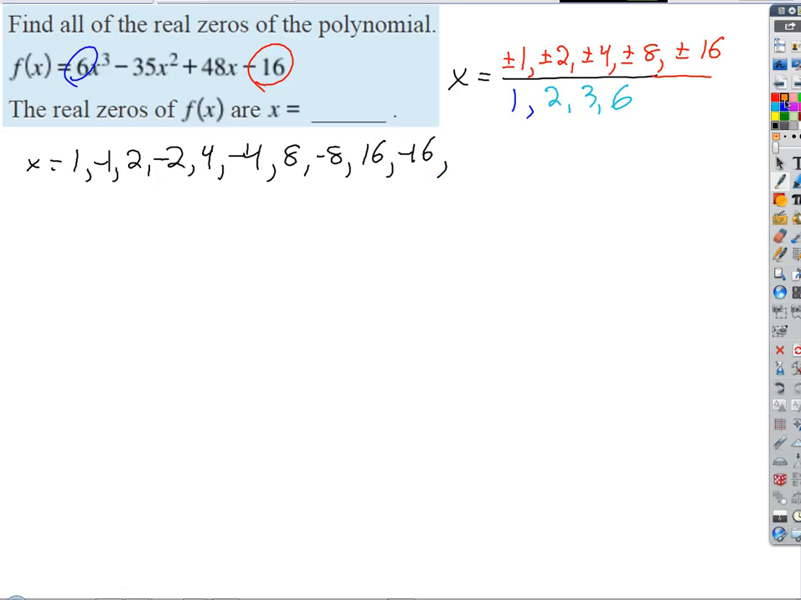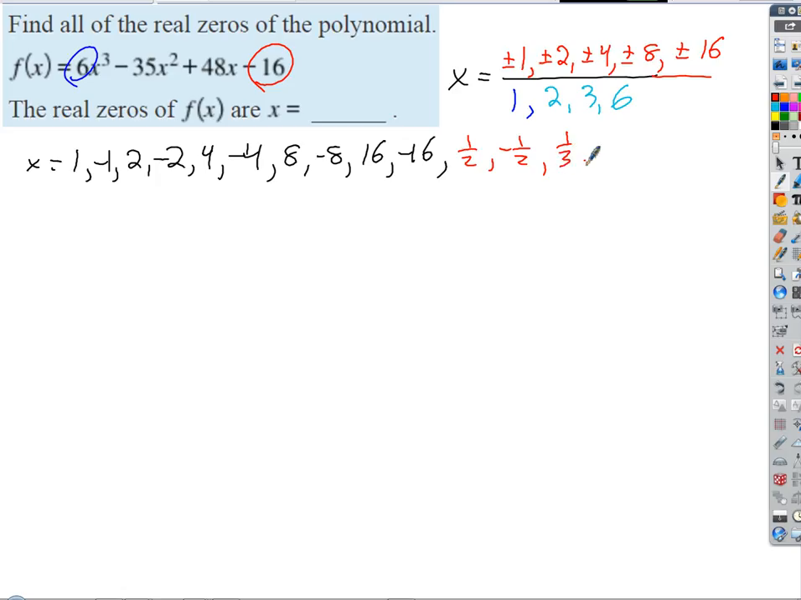How would that change things? Well, if I had a 2 on the bottom, I could get 1/2 minus 1/2. 2 over 2 is 1, that's already there. 4 over 2 is 2, that's already there. 8 over 2 is 4, and 16 over 2 is 8, those are already there. Then I could move on to the 3's.